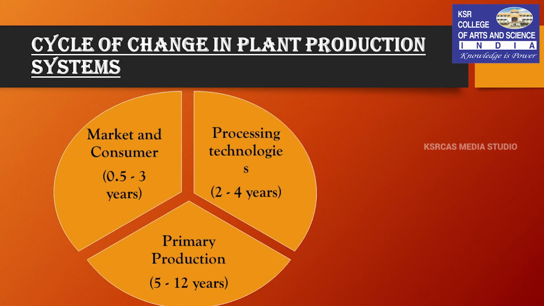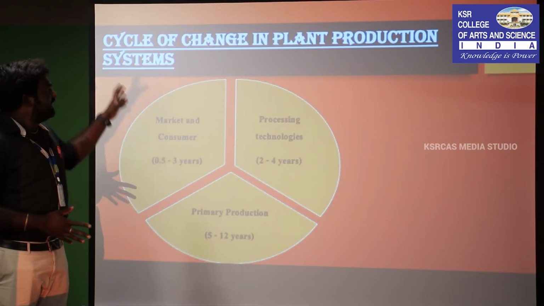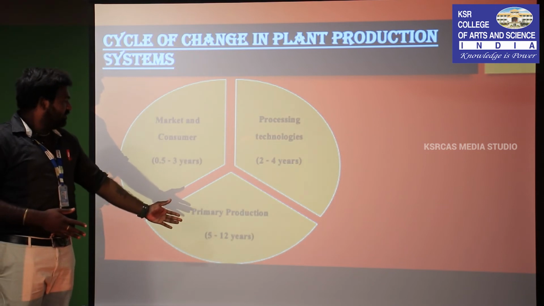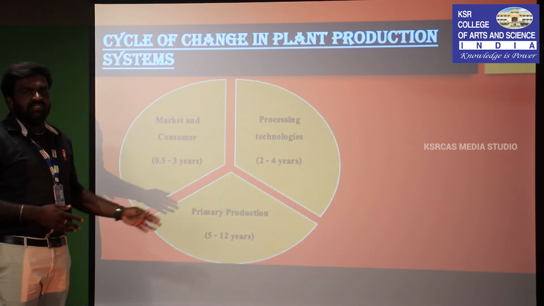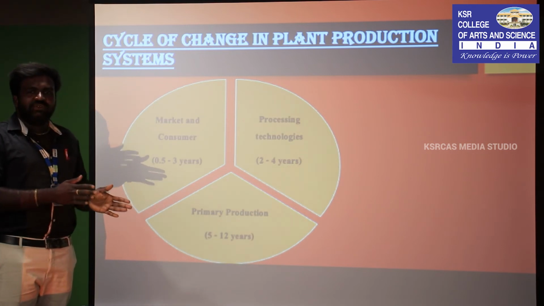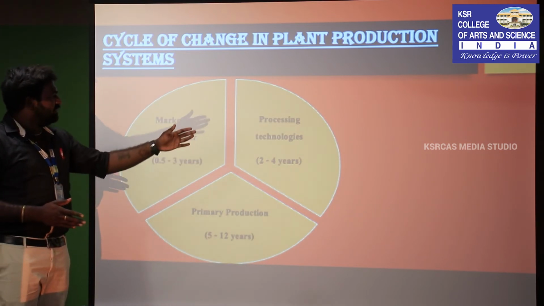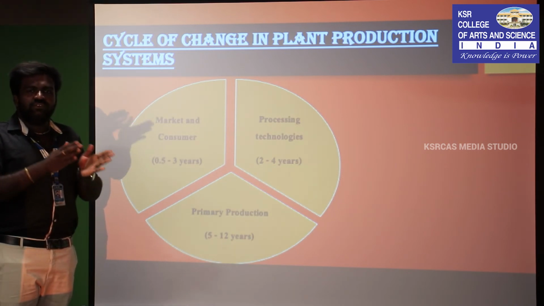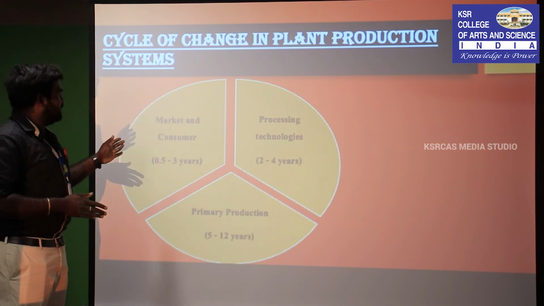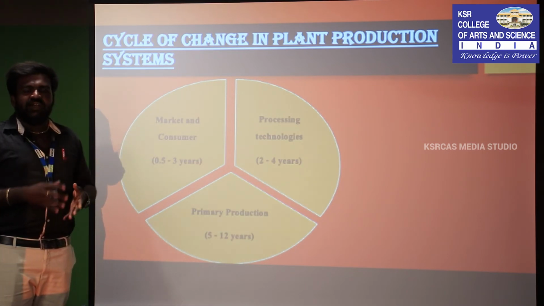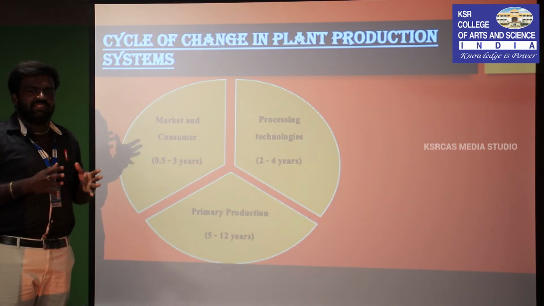The next slide we discuss the plant production systems. It is a cycle change in the plant production systems. In the primary production system, the food takes 5 to 12 years, and then coming up to the processing technology, it is 2 to 4 years, and then on the left side, market and consumer, it leads to 0.5 to 3 years.